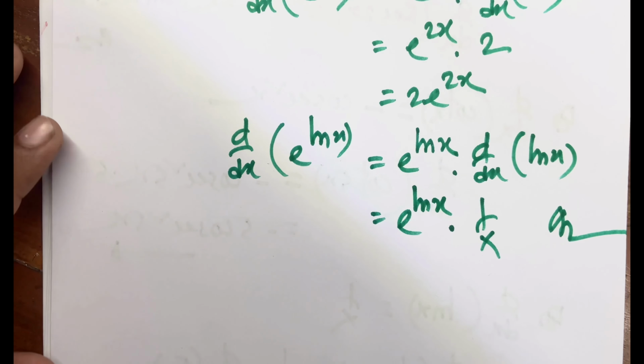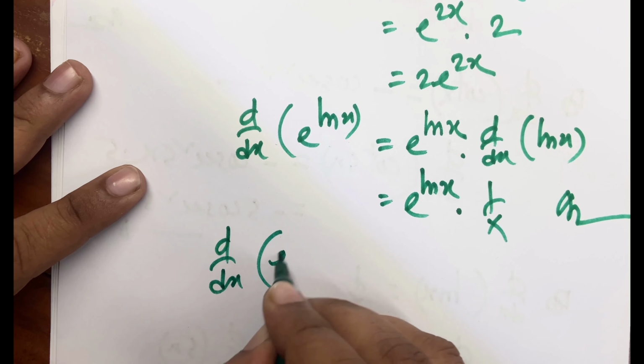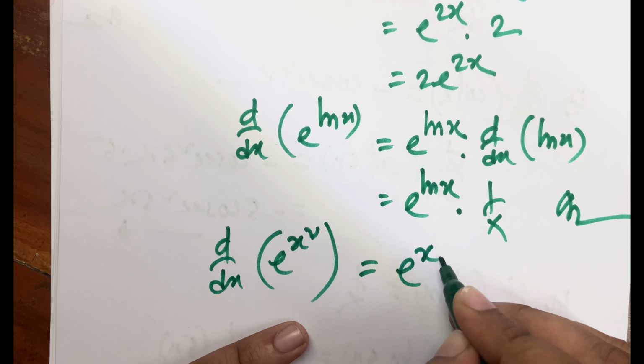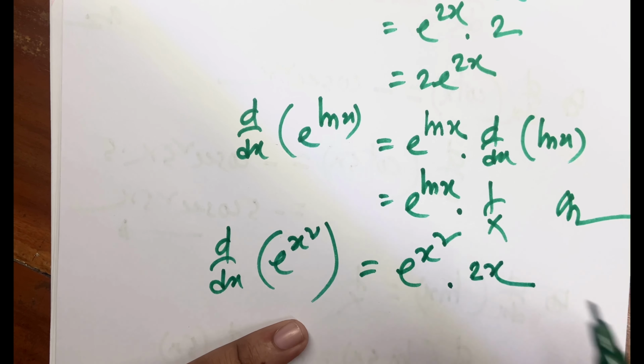And now I can say again d/dx of e to the power x square. So you can say easily e to the power x square, because of that no change. Again d/dx of x square, you find twice x. So this is the answer.